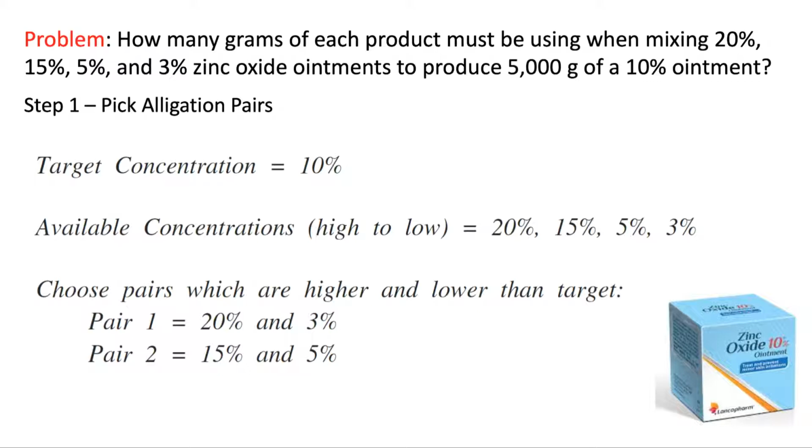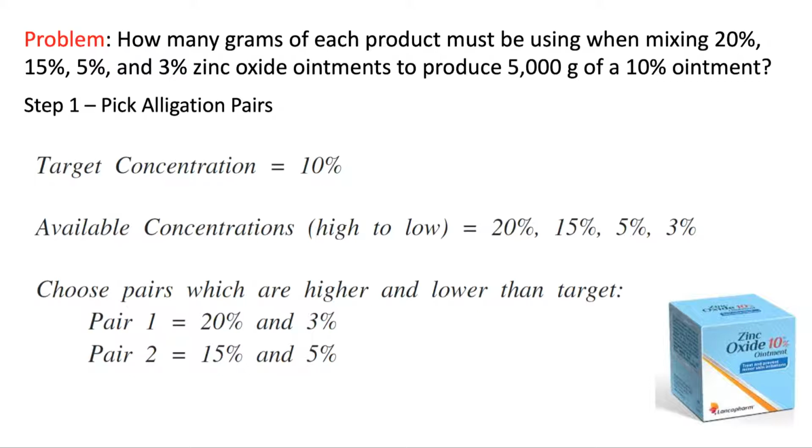But in the end, what is important is that by the time you're done making your pairs, you've used each ingredient and you've paired them up such that one of the ingredients in the alligation is higher and one of the ingredients is lower than the target concentration. So in the end, I chose to use the 20 and the 3 for my first pair and the 15 and the 5 for my second pair, which does match that criteria that I just talked about.